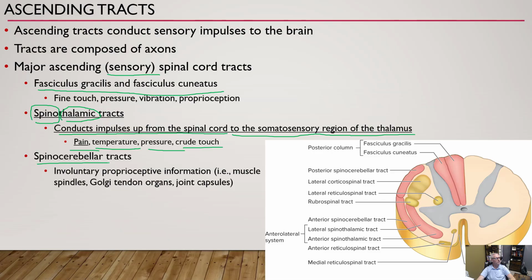Your spinocerebellar tract is going to go from the spine to your cerebellum. This is involved in involuntary proprioception. So proprioception is like what are your muscles doing? Your stretch, muscles being stretched. So muscle spindles, Golgi tendon organs, your joint capsules.